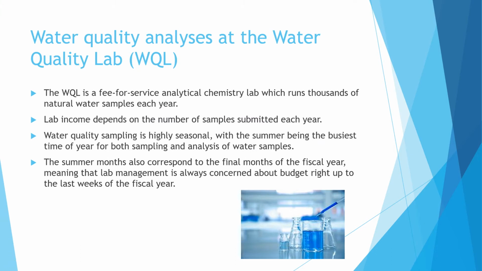At the Water Quality Lab, every year thousands of natural water samples are analyzed for things like metals and pesticides, and the lab makes money off of each test that they perform. Lab income depends on the number of samples that are submitted each year, but water quality sampling is also very seasonal. So most of the water quality sampling that happens occurs in the summer months, and this also happens to be the last quarter of the fiscal year.